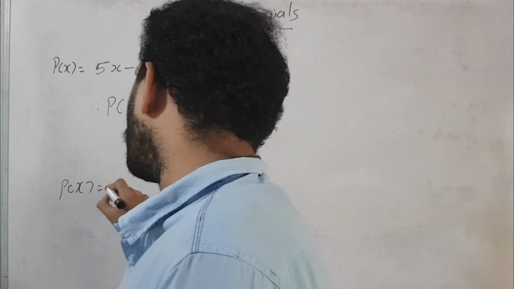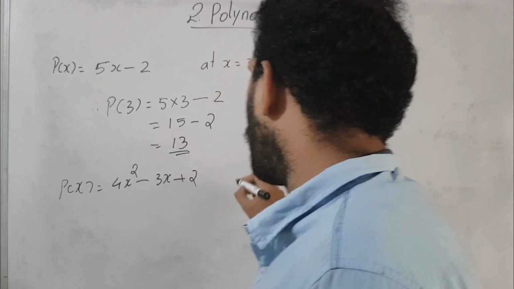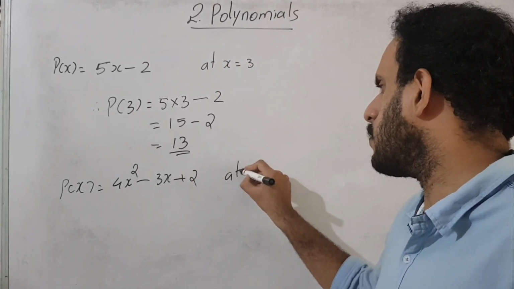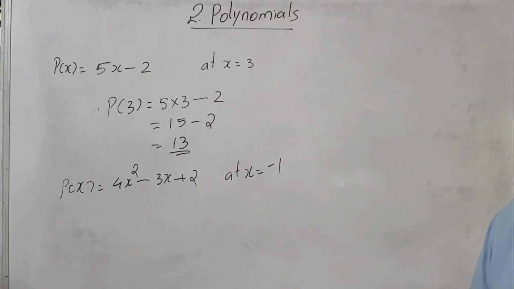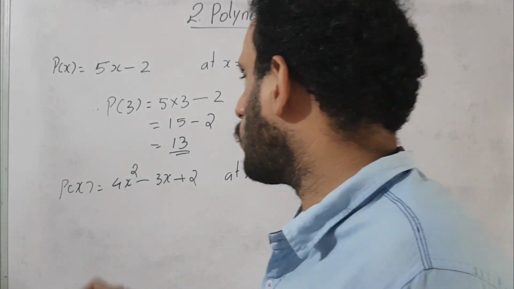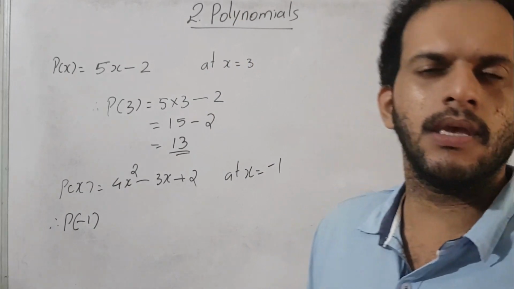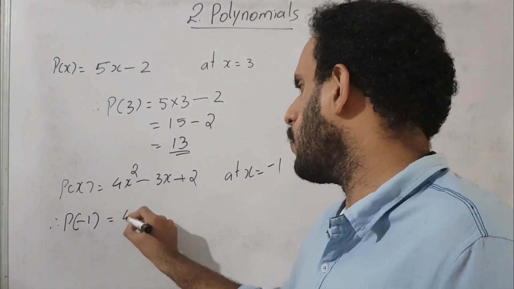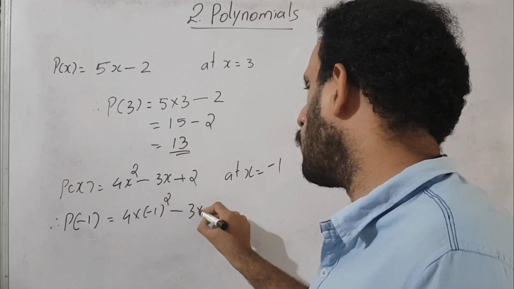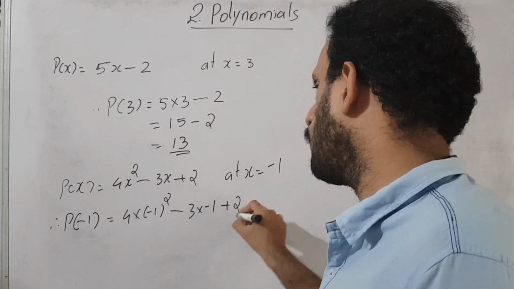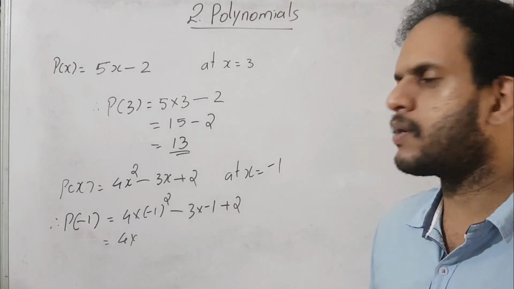The p of x is equal to 4x square minus 3x plus 2. Find the value of p of x at x is equal to minus 1. How do we do it? Then we substitute, instead of x, minus 1. P of minus 1 is equal to 4 into minus 1 square minus 3 into minus 1 plus 2, which is equal to 4 into, what is minus 1 square? Minus 1 square is 1.